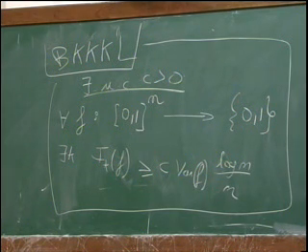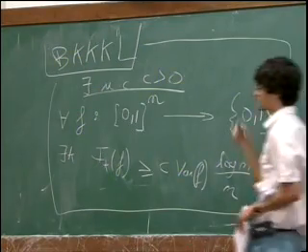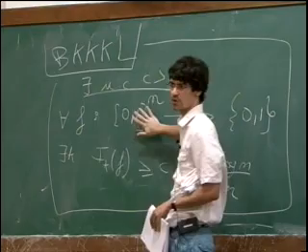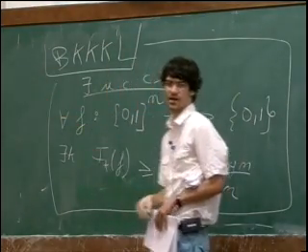Originally they went through the whole Fourier analysis and they did the stuff again. But Friedgut noticed that there is a nice way to recover this theorem from the KKL that I proved.